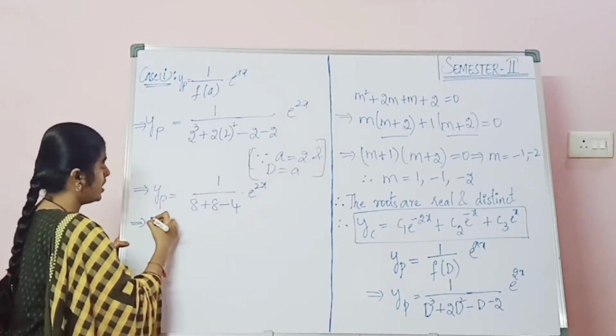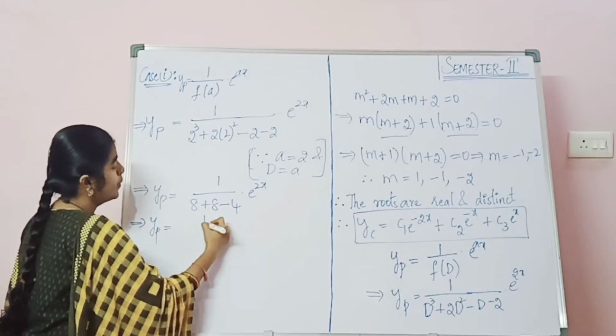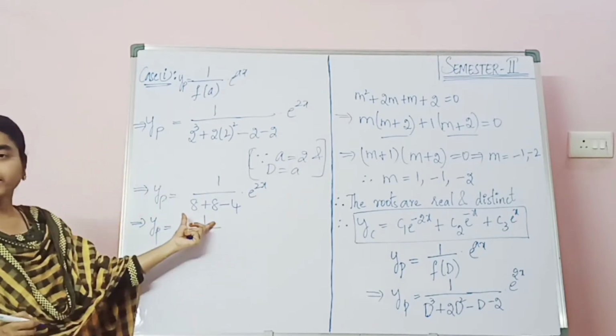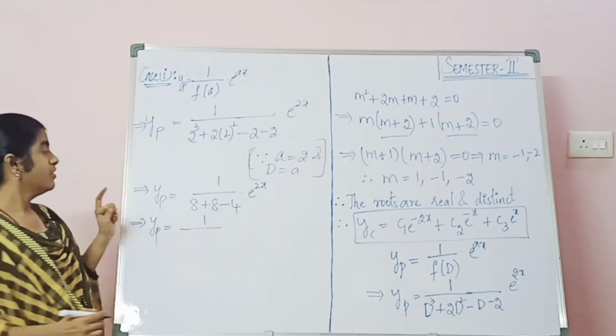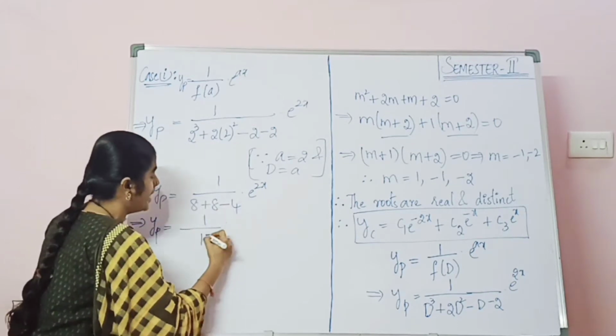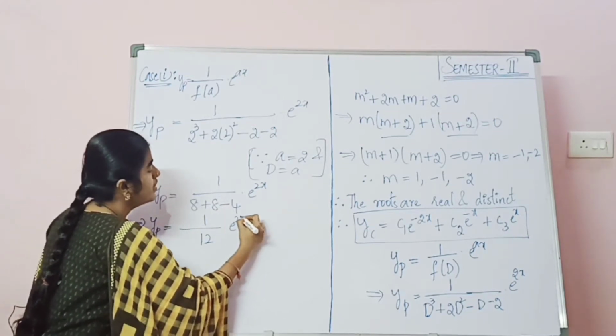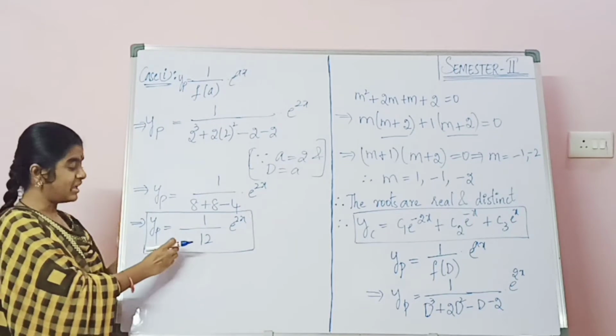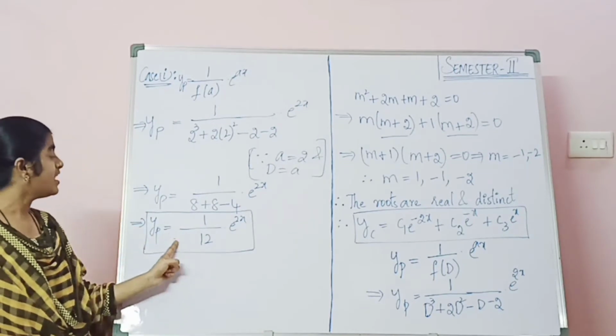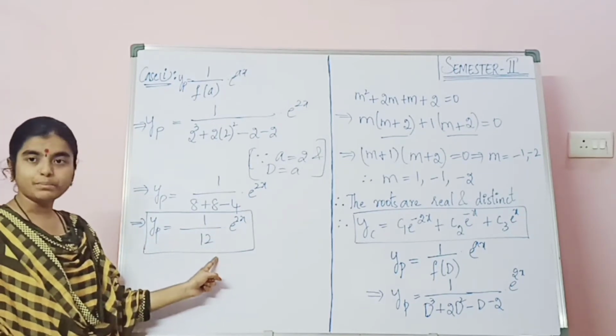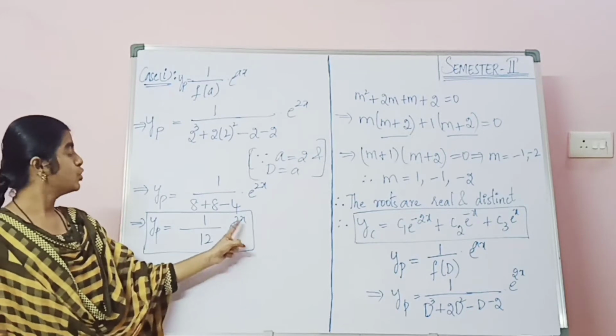So that implies here yp equals 1 by how much? 8 plus 8, 16, minus 4. 16 minus 4 how much? 12. 1 by 12 into e power 2x. So this is the particular integral. So what is the particular integral here? yp equals 1 by 12 into e power 2x.